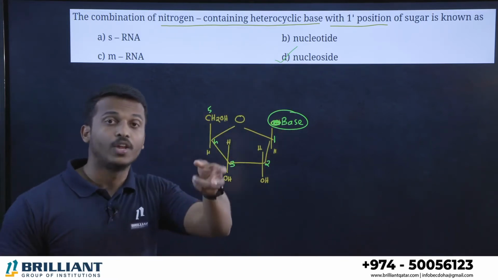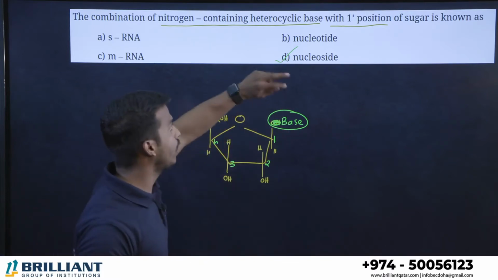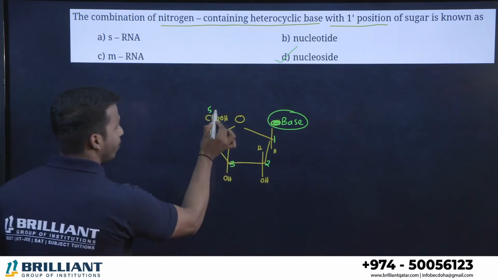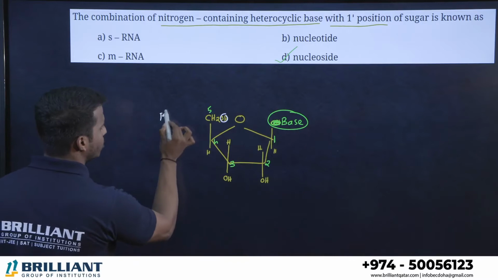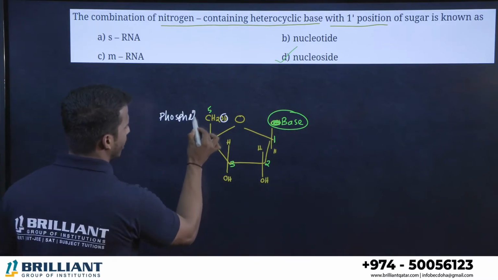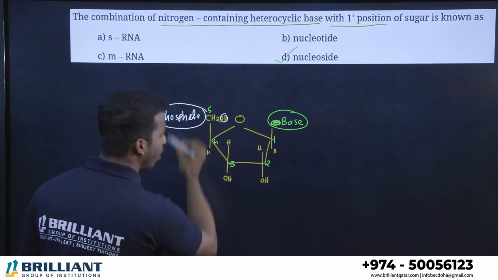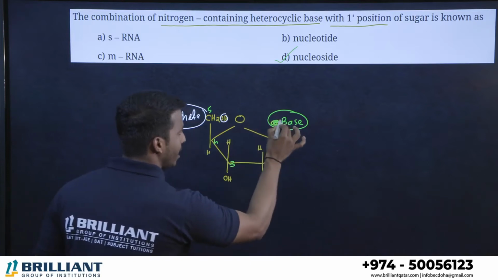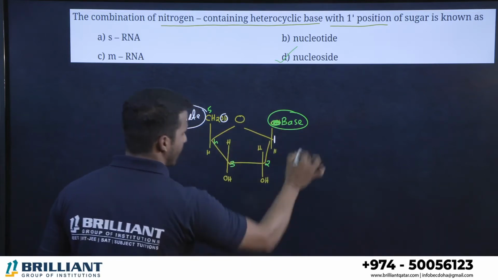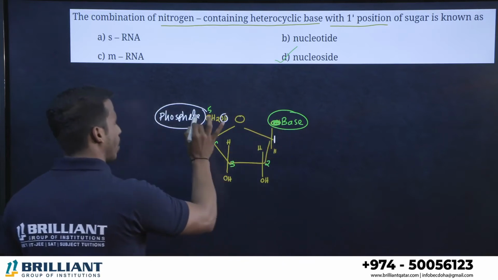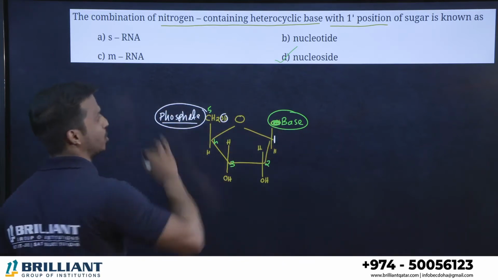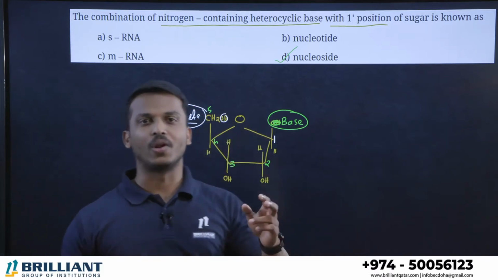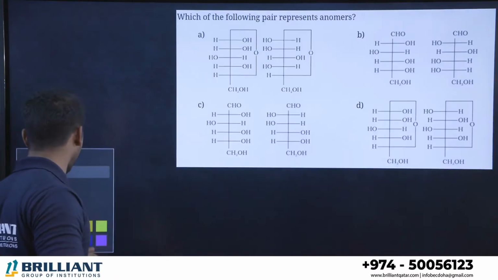What is the difference between nucleoside and nucleotide? Nucleotide means that on the nucleoside, the 5th position is connected to a phosphate group. Then altogether it is called a nucleotide. Once again, a pentose sugar with a base on the first position is called a nucleoside. A nucleoside along with a phosphate group on the fifth position is called a nucleotide. Alright. So here the answer is option D, nucleoside.